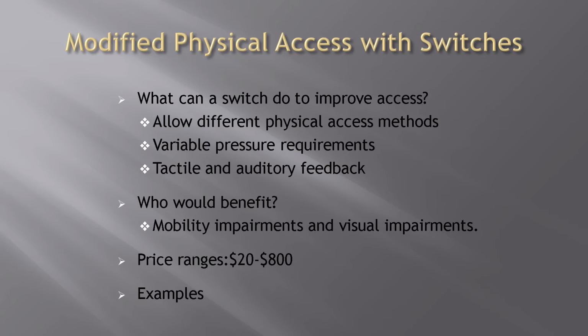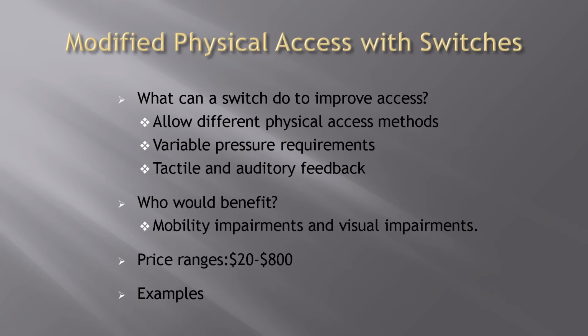There are variable pressure or strength requirements. It can provide tactile and auditory feedback. Who would benefit? Those with mobility and cognitive impairments are the most common user groups, and sometimes those with visual impairments. Prices can range from $20 up to $800, with the average switch on the market costing about $65.